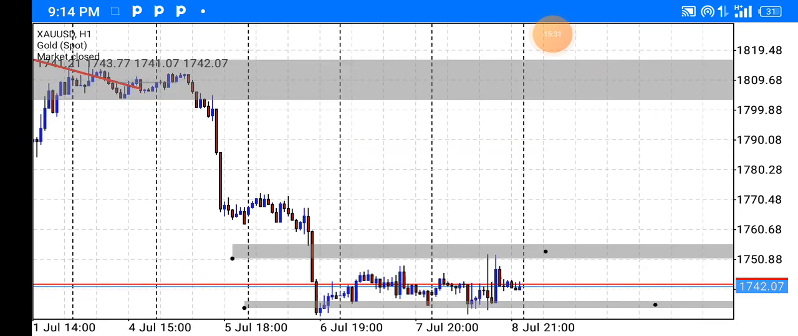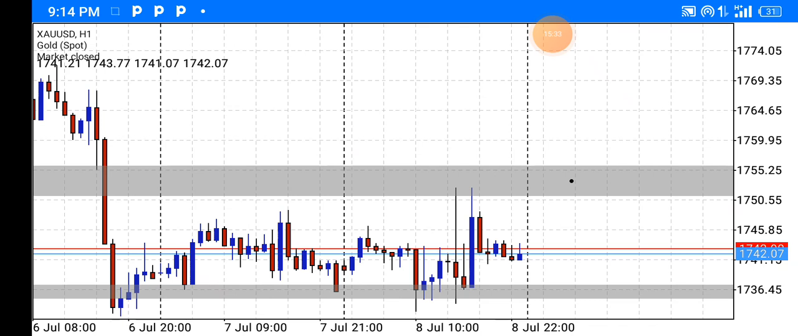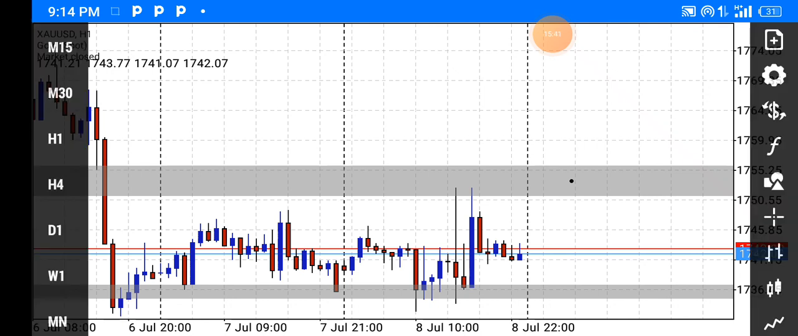This is actually what I'm talking about. It has been ranging, and if you are a range trader, you can decide to be buying on the support and selling on the resistance of the gold.